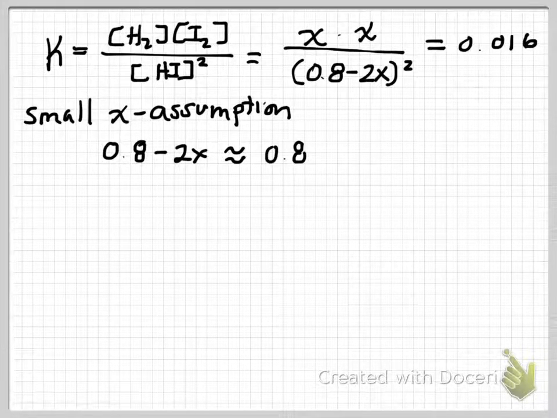We're not saying that x is 0. We're just saying that if we have a small x, that x is negligible, so that if I subtract 0.8 minus a really, really small number, I'm still going to get 0.8 back. Making this assumption is going to make our algebra much easier.